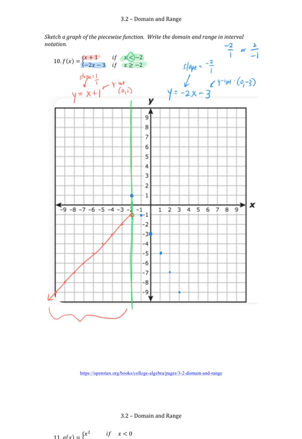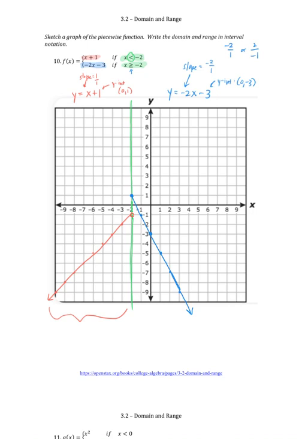Now the dot on the green line, since there's an "or equal to" sign, will be a solid circle. And then I'm just going to connect those dots. And remember that this is only good on the right side of the green line. And so that is my piecewise defined function. The red happens on the left side of the green line, and the blue happens on the right-hand side of the green line.